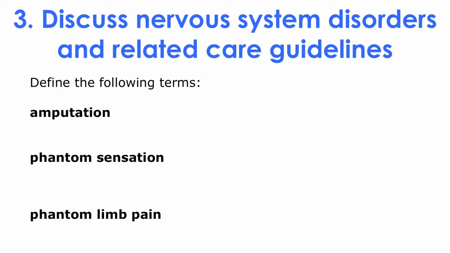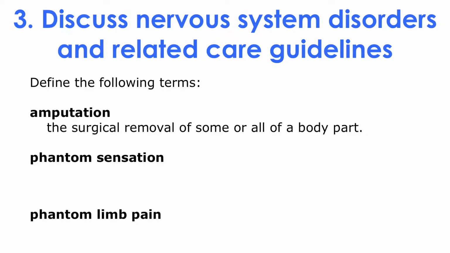Okay, continue on. We're going to also talk about amputation, phantom sensation, and phantom limb pain. So we're going to talk about people who are missing arms or legs or any of the appendages. Amputation is the surgical removal of some or all of a body part. Sometimes we're going to have patients that have a below the knee amputation, also known as BKA, or AKA, which is above the knee amputation. Then we're going to move on to phantom sensation.